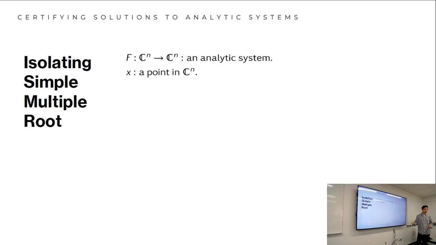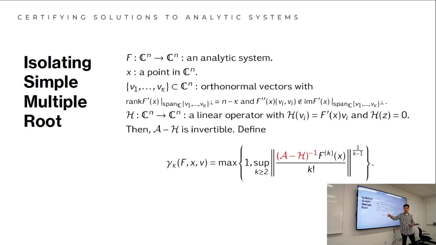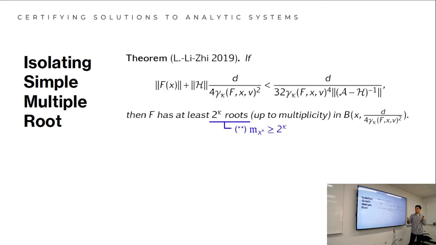Now we want to certify our solution using this kind of separation bound. Now we have some analytic system. x is just a point, so probably the numerical root that we want to certify. Now we would just choose some orthogonal vectors. We don't need to follow these details in here, but what we want to do is make a system capital G which is close to capital F. Then we can have some linear operator which is A minus H, which is invertible. Now we can define the gamma kappa with the three inputs, capital F, x, and v. Using this one, we can have the following theorem. So we can compute these values in here.